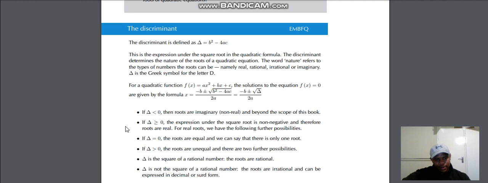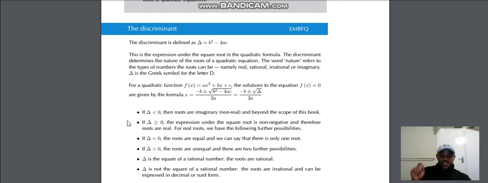Let's go through it again. We're saying that if delta is less than 0, then the roots are imaginary. They are non-real. But if delta is greater than 0 or equal to 0, then we're in the real set, right? Now let's look at if delta is 0. If delta is 0, the roots must be equal, and we therefore say that there is only one root. But as I've explained, in essence, there is one repeated root.